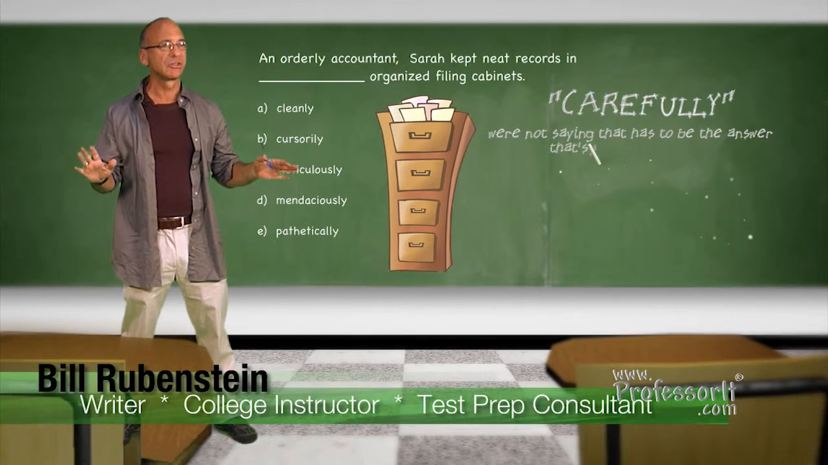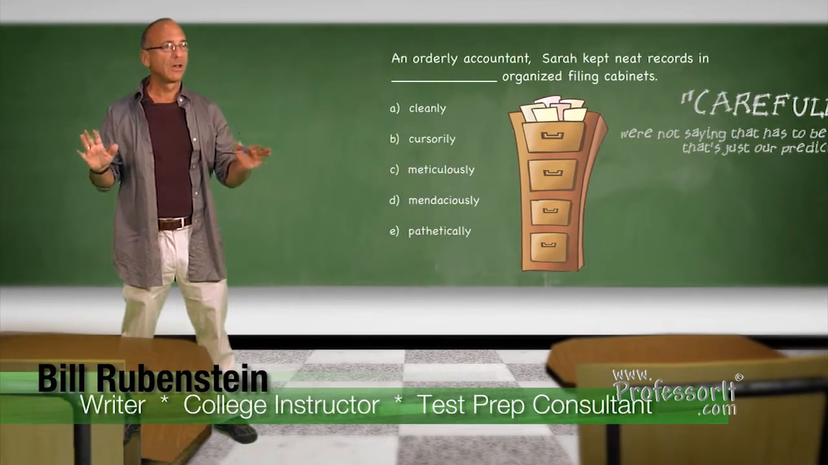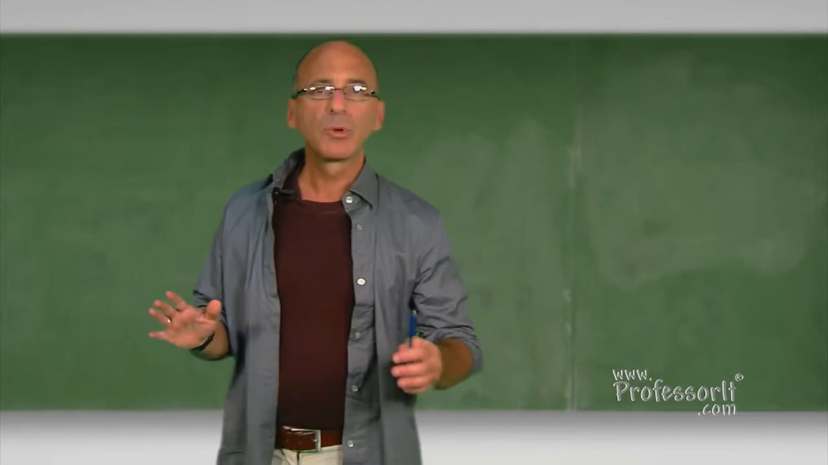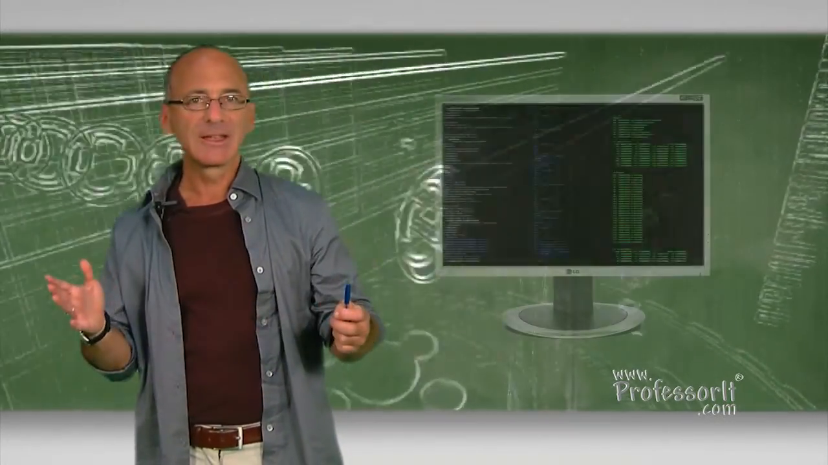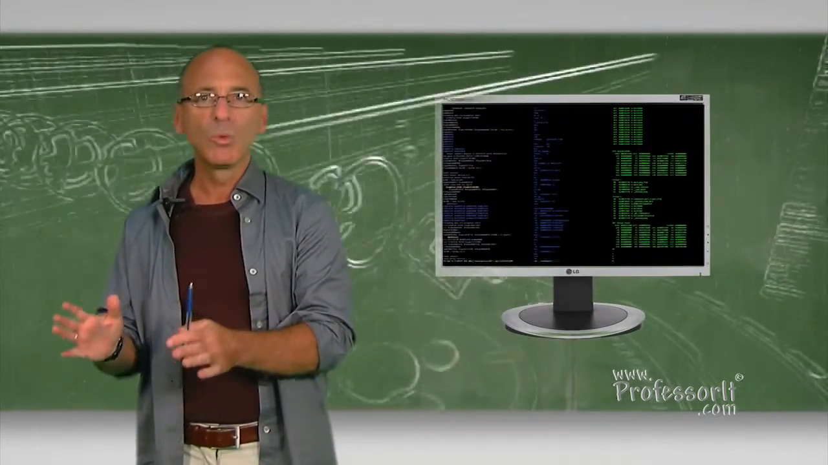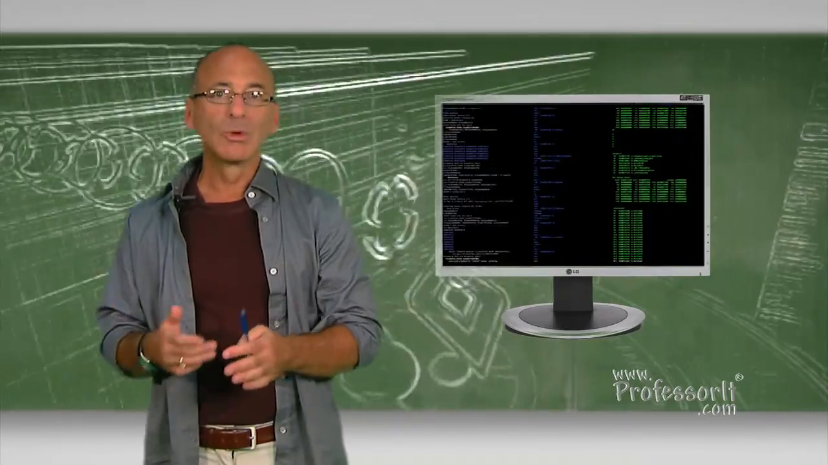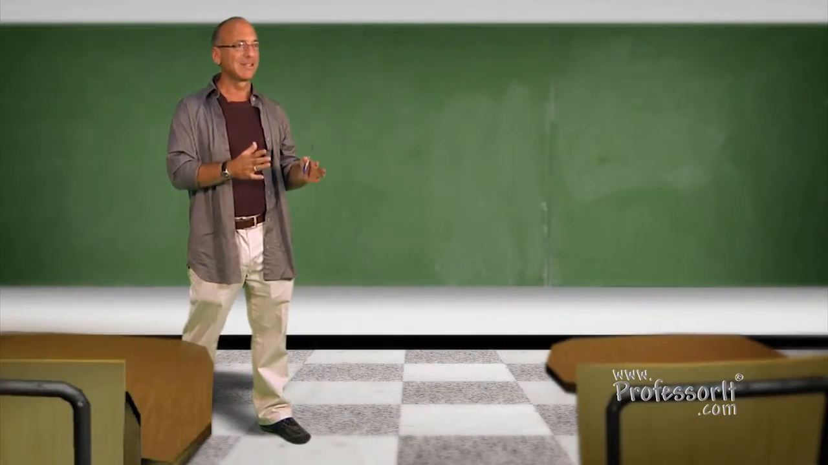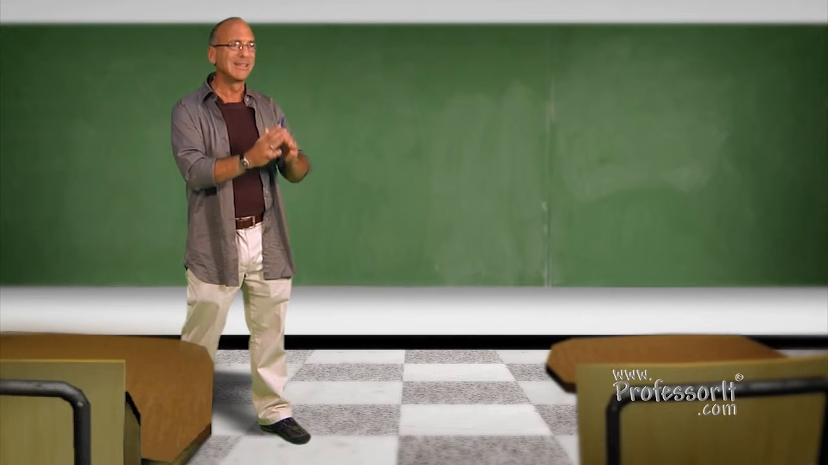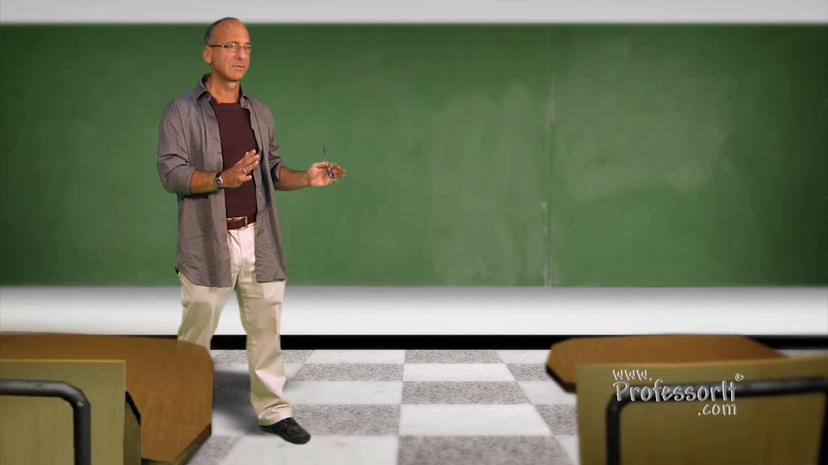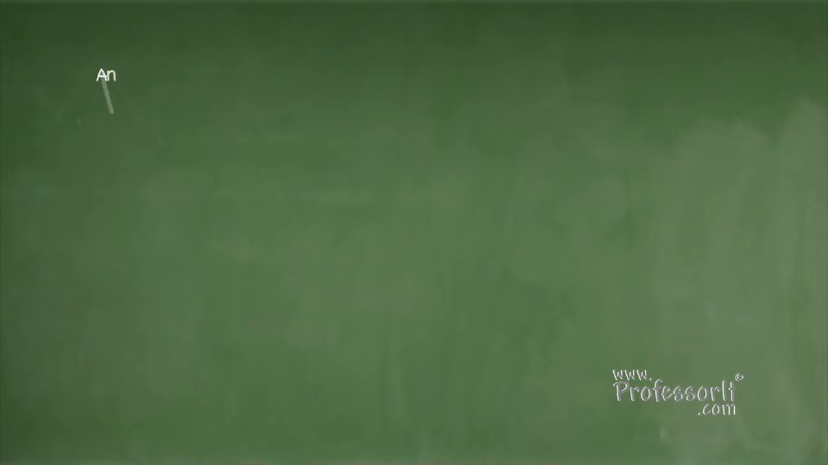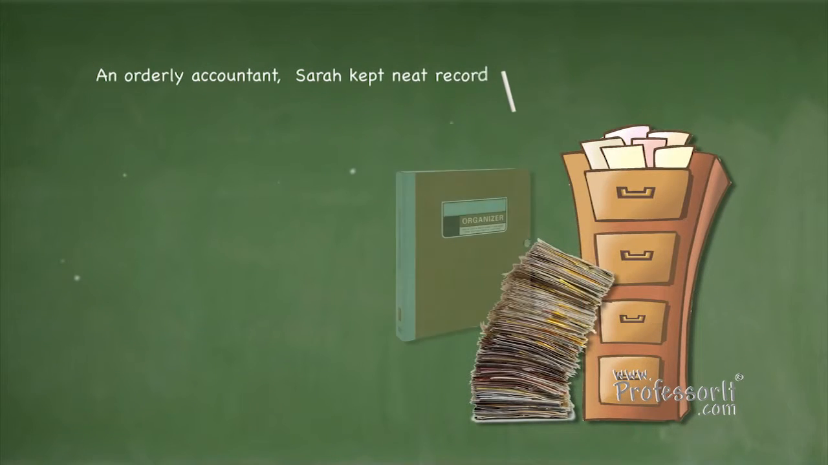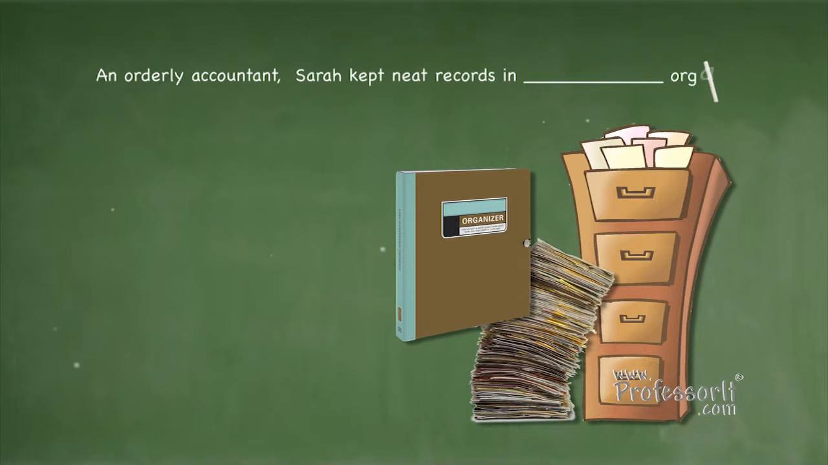It's just a prediction. Think of your brain as a search engine. Your processing of this answer is going to be like an internet search. You want to start with a word or two that will get you the result you want, the right answer. You'll do it exactly the way a search engine gets you your answer online, by eliminating everything that doesn't match. Here's the sentence again. An orderly accountant, Sarah, kept neat records in blank organized filing cabinets.